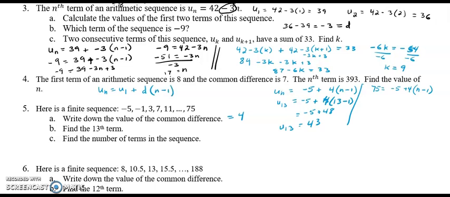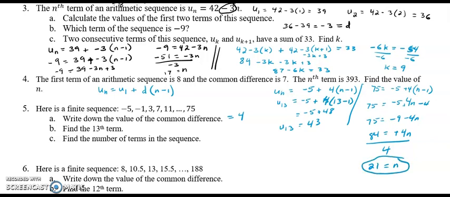Okay? So if I come back over here, I'm at 4n minus 4 with a negative 5 there. So this would be negative 9 plus 4n equals 75. 75 equals that. I'm going to add that. That's 84 equals, that should be plus 4n. Divide by the 4, and 21 equals n. So there are 21 terms in that sequence.